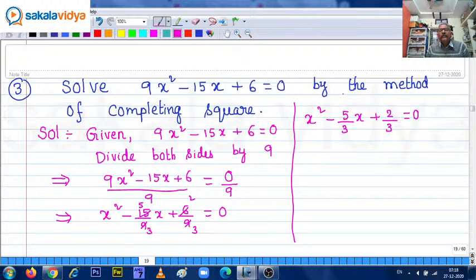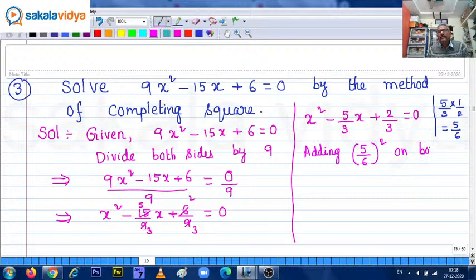So now here one technique we need to follow. What is the technique actually? X coefficient is 5 by 3 and get it multiplied by 1 upon 2. You get 5 upon 6. So 5 upon 6 whole square need to be added. So adding 5 upon 6 whole square on both sides. So why should we add like this? So as to make left hand side perfect square.